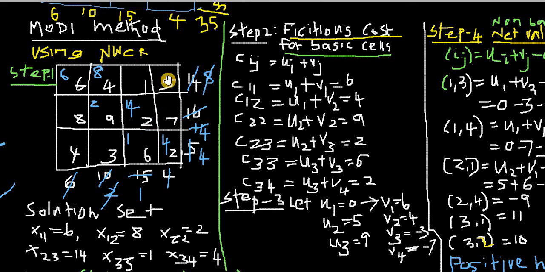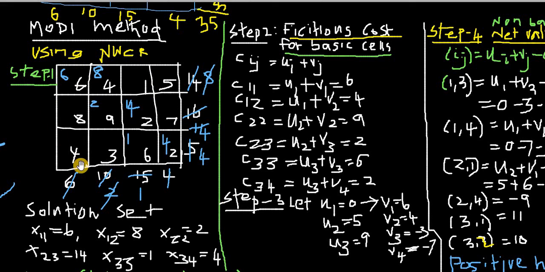So this is the way we can assign how much product should go from the appropriate production centers to the destinations. See here, six products should go from here to here, eight products from here to here, two products from here to here, 14 products from here to here, one product from here to here, and four products from here to here. This is by the northwest corner rule.